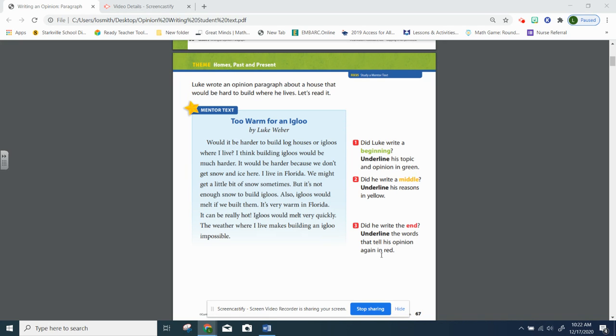Next question. Why does Luke think an igloo would be harder? Let's go back and look in the text. That's right. He thinks there's not enough snow in Florida and it's very warm, so the igloo would melt.